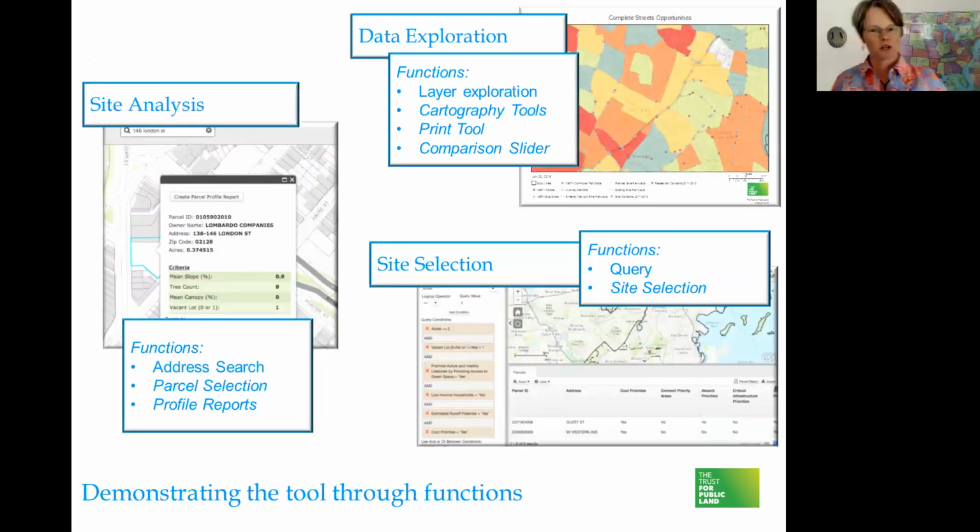And some of the things that you can do with these websites: you can do site analysis, address searches, parcel selections, and generate profile reports. You can explore the data. In any given site, we probably have 60 to 80 input data layers that you can explore, and maybe 20 to 25 modeled results as well. You can print your own maps, mark up your own maps, and you can do site selection through our query function. And I'll do a quick little demonstration of that here in just a little bit.